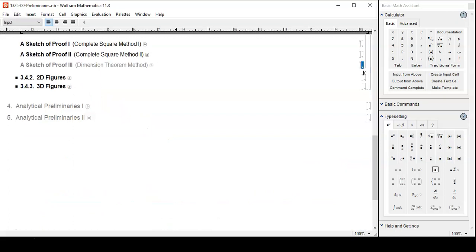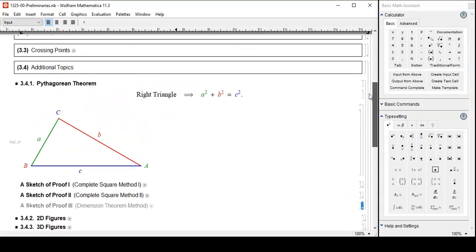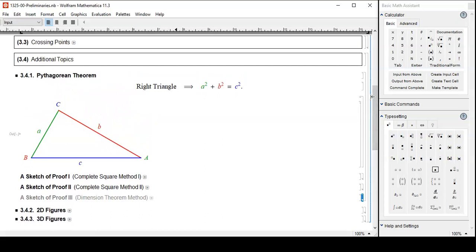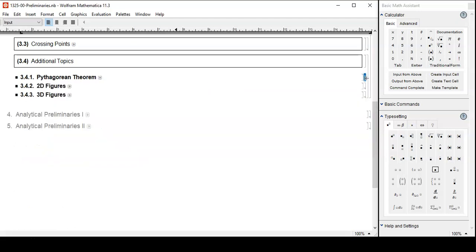And I went through several ideas, but they all point toward the same thing. We looked at areas, and there are other proofs as well, but most of the proofs, including the original proof by Pythagoras, they all require some kind of argument on areas. Okay, so much for the Pythagorean theorem. Now let's go to some 2D figures and their areas.